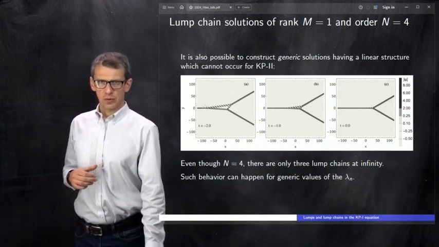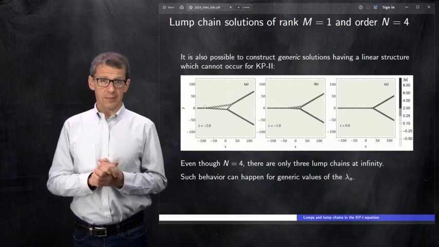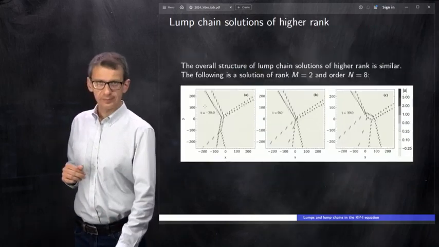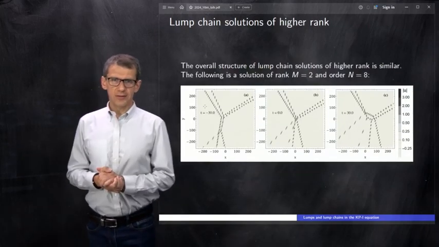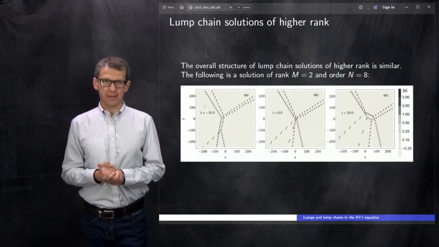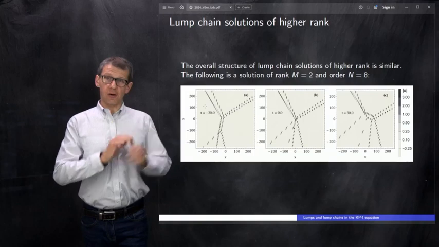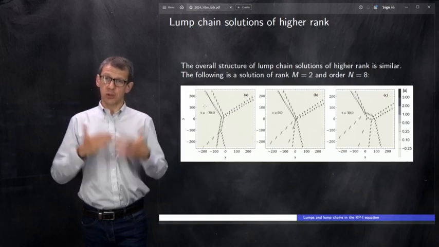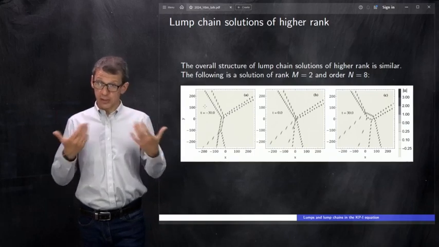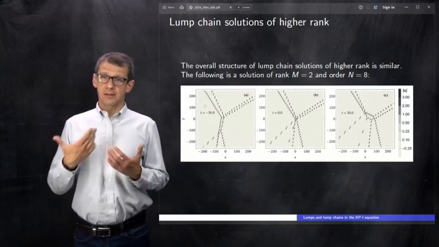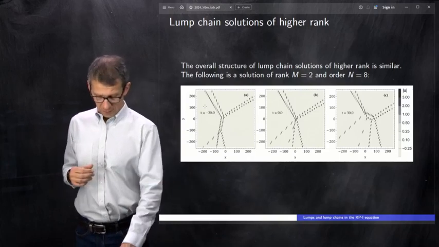For example, you can have a small triangle which disappears. That cannot happen in KP2. And you can have various solutions of this sort. So you can have several different lump chains interact, and so they form these evolving polygonal arrangements, whose large-scale structure looks the same as the line soliton solutions of KP2.